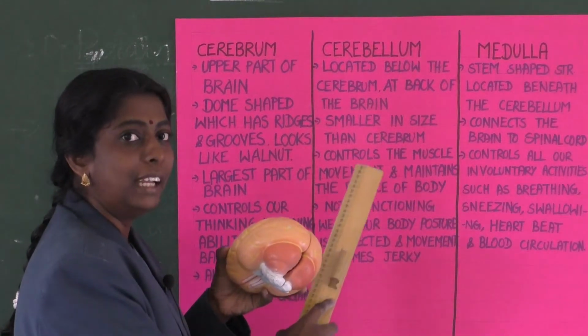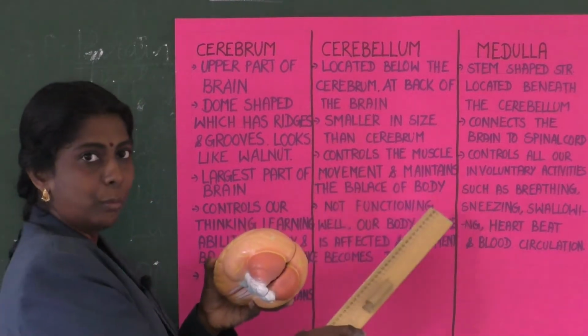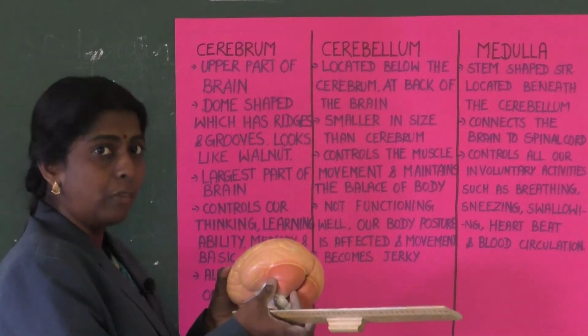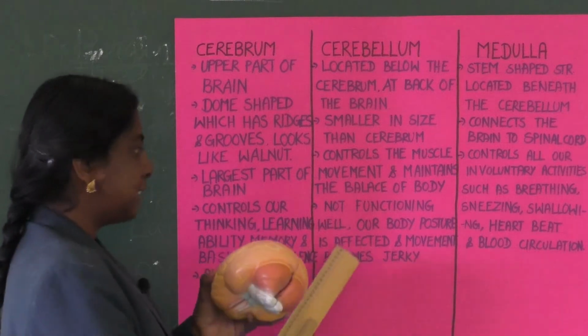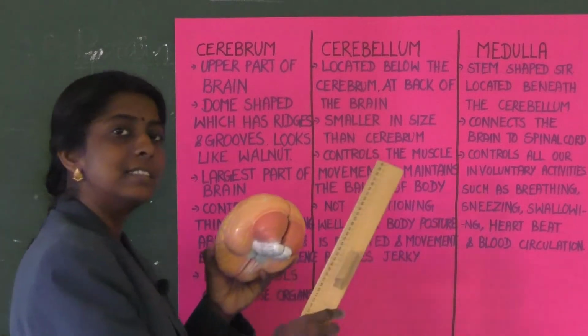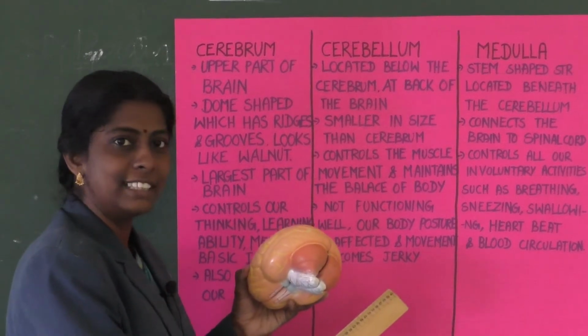Balance, B-A-L-A-N-C-E, okay, maintains the balance of the body. And if the cerebellum is not functioning well, our body posture is affected and the movement becomes jerky. Is that clear? Can you all understand?